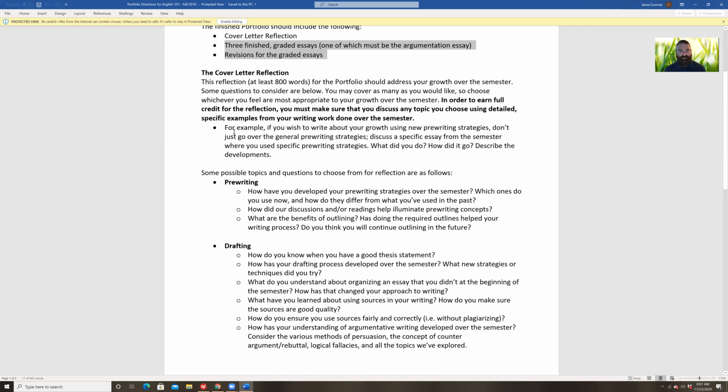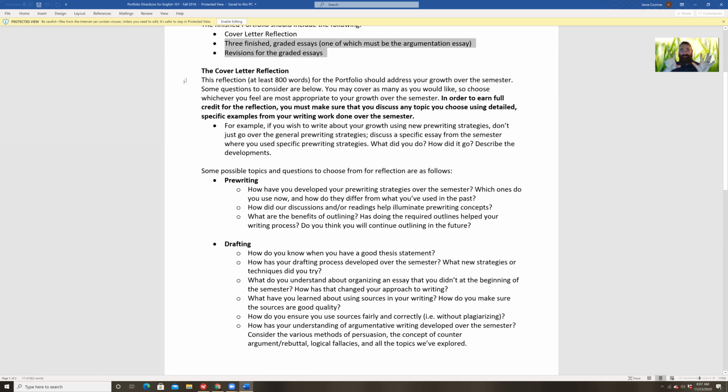The next part of the assignment is the cover letter. So we've talked about one half of the assignment. The other half of the assignment is a cover letter. This is basically an essay, okay? So it's an essay that is talking about your personal growth as a writer. All right, so let's just read this together. This is a reflection. It needs to be at least 800 words. You've already done way more than this semester, so 800 words shouldn't be a big problem.